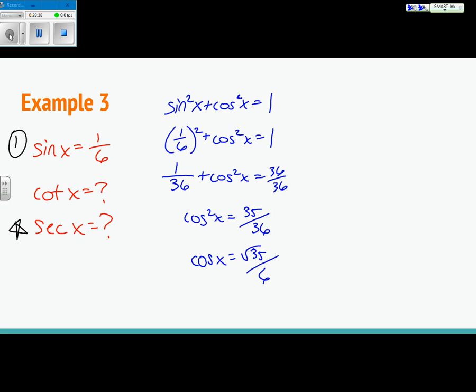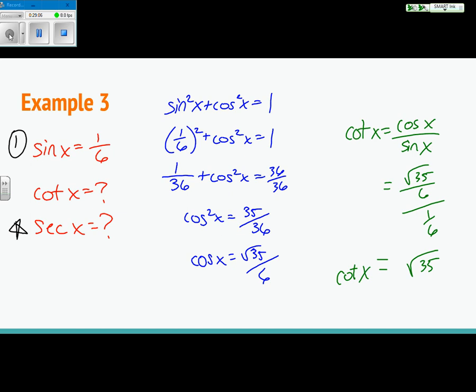Cotangent is going to be cosine over sine. Let's write that down over here. Cotangent is going to be cosine over sine. Okay, and we know what cosine is going to be. Square root of 35 over 6 and divided by sine is 1/6. So John's doing good there. He went ahead and got his cotangent. But I still need to get my hands on this secant.